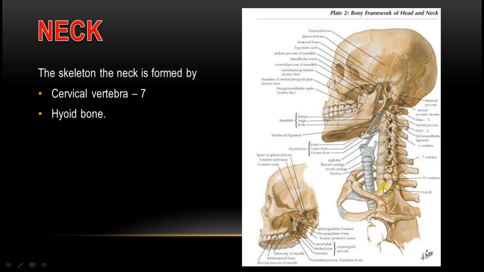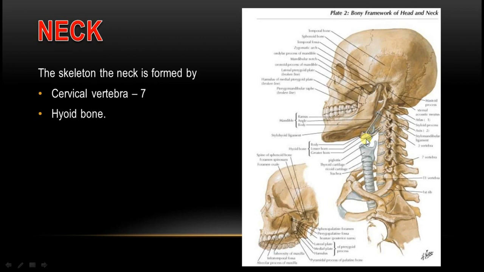That is the secondary curvature, the cervical curvature, which is present in the neck, and it is convex anteriorly. So the other skeletal elements apart from the 7 cervical vertebrae, you see a hyoid bone. It is very difficult to palpate the hyoid bone because it is completely surrounded by muscles, and it does not form any joint. It is just suspended by the muscles and the ligament.